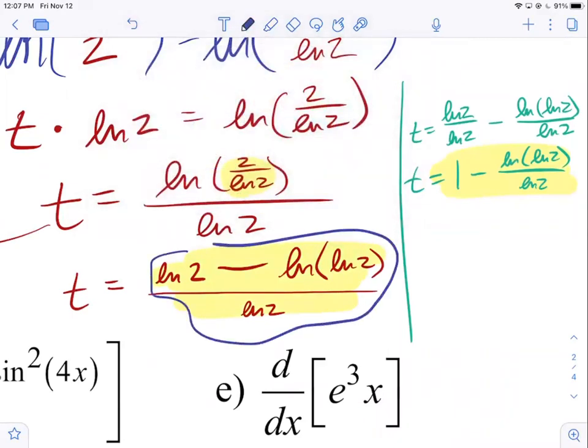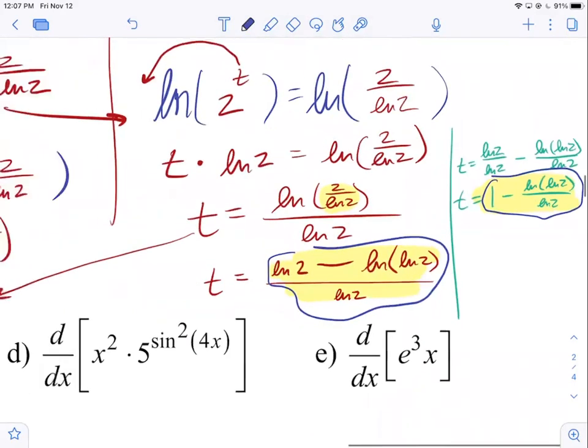You'll kind of see that throughout the year, when we get answers that have logs in them, we kind of play with them on the end. We play with them quite a bit. So we can practice our skills of manipulating expressions with logs, synthesizing them into equivalent expressions.